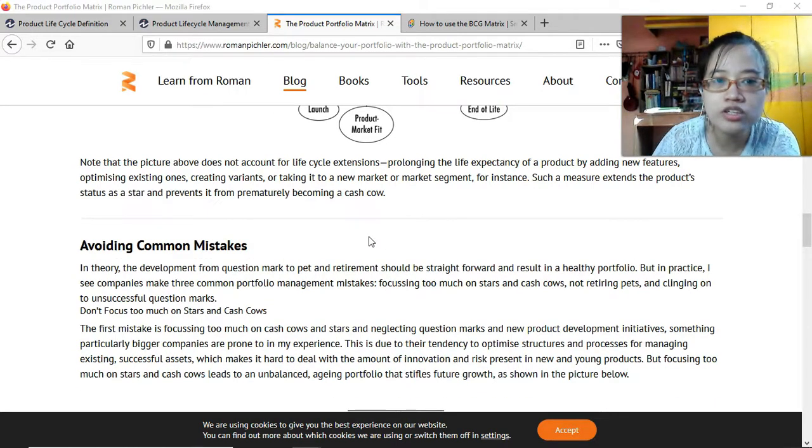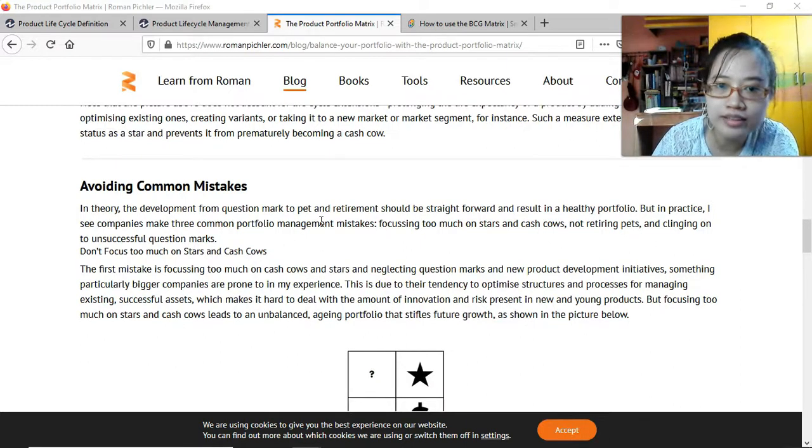Avoiding common mistakes. In theory, the development from question mark to pet and retirement should be straightforward and result in a healthy portfolio. But in practice, there are 3 common portfolio management mistakes. First, focusing too much on stars and cash cows, because essentially they're the ones generating money for the company. So, can't blame them for focusing on stars and cash cows. Second mistake, not retiring pets. Again, as I mentioned earlier, if the cost of the pets is more than the revenue being generated, then it's time to retire them, right? Third, clinging on to unsuccessful question marks.